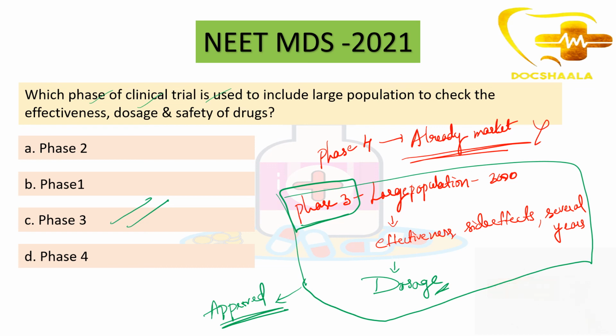If this question had said the clinical trial is used to include a large population to check the effectiveness and safety of drugs which are already in the market, then we could go for phase 4. But they have not given that it is already in the market. So the first time the large population comes is phase 3. So the best option to go for is option C.